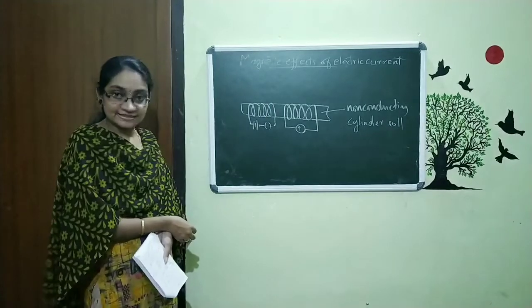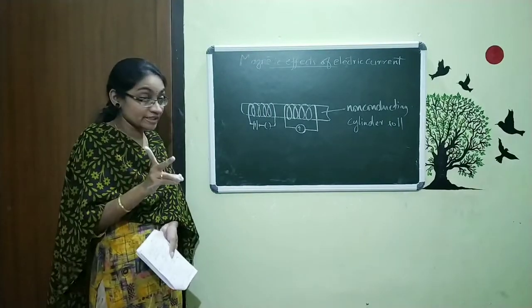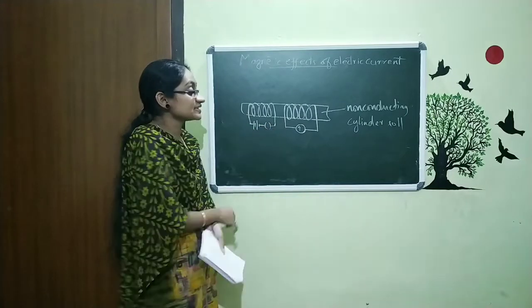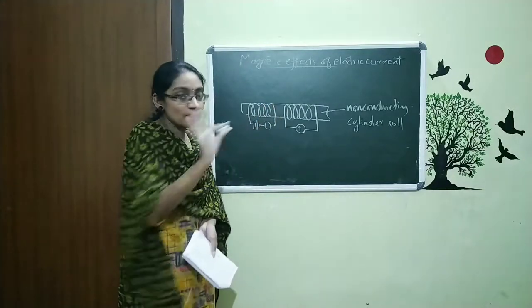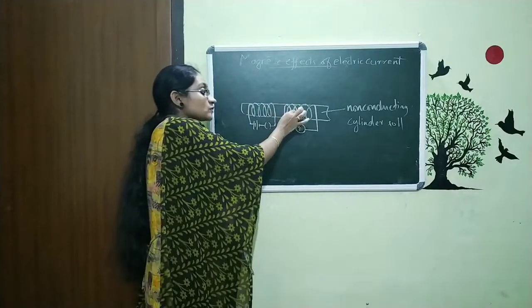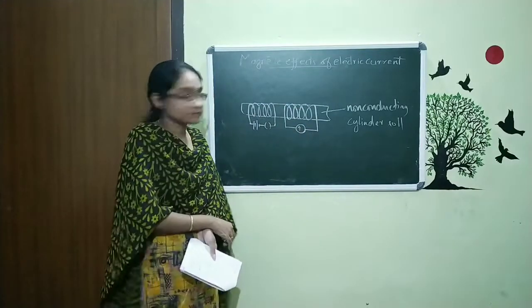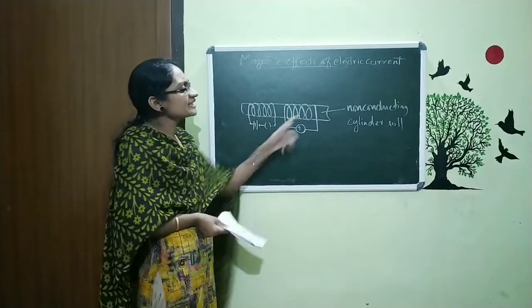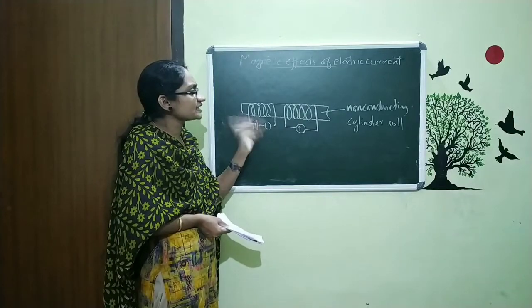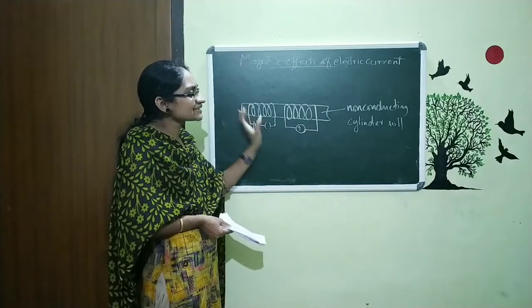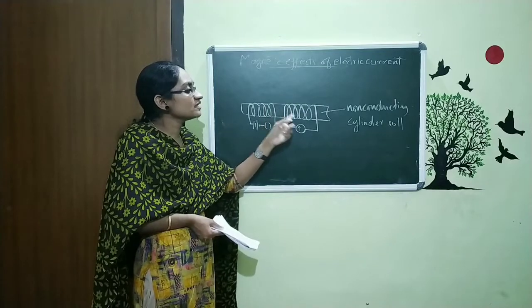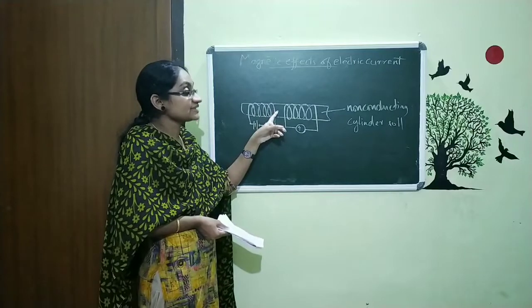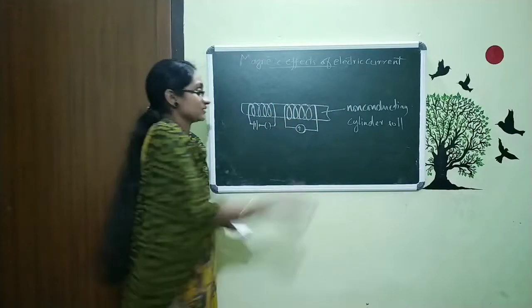This is our setup. That means here we have two coils. For this coil, we have one battery and a key. In the second coil, we gave no power supply. We have a coil and a galvanometer. So, this is our setup. If we use a conducting cylinder here, when I close the key, the electricity will flow through the cylinder and will influence this. So, for avoiding that, we select a non-conducting cylinder.